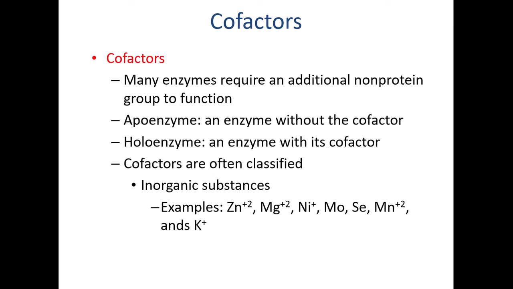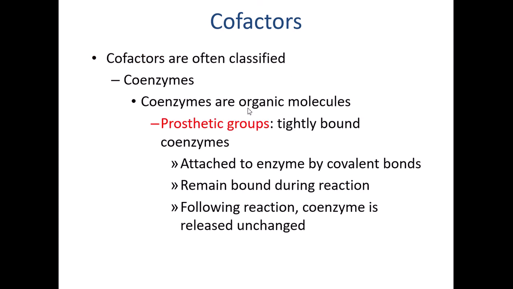All right, so we're going to show you there's two types or classifications of cofactors: the inorganic substances, which is what I have over here. These are things like zinc, magnesium, nickel, selenium, manganese, even potassium. These are typically things that are metals and minerals, where coenzymes are all organic molecules. These are things that are more organic.